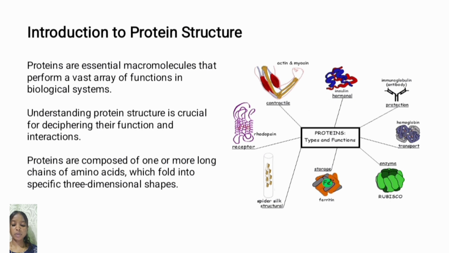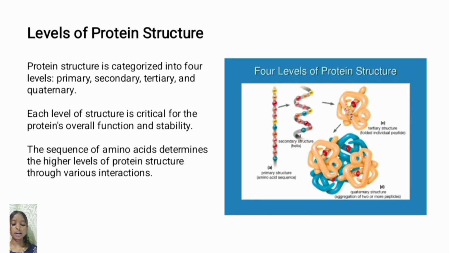Proteins are essential macromolecules that perform a vast array of functions in biological systems. Understanding protein structure is crucial for deciphering their function and interactions. Proteins are composed of one or more long chains of amino acids which fold into specific three-dimensional shapes. Protein structure is categorized into four levels, namely primary, secondary, tertiary, and quaternary. Each level is critical for the protein's overall function and stability. The sequence of amino acids determines the higher levels of protein structure through various interactions.